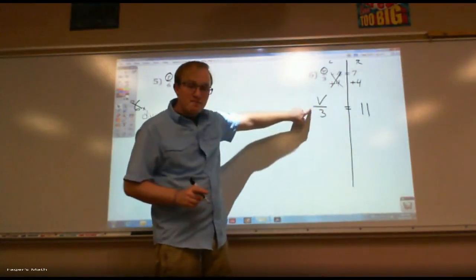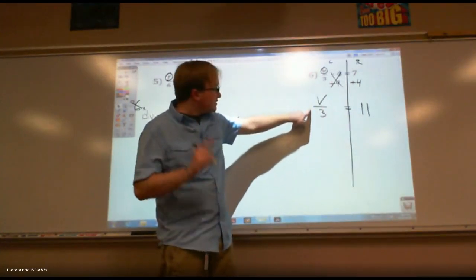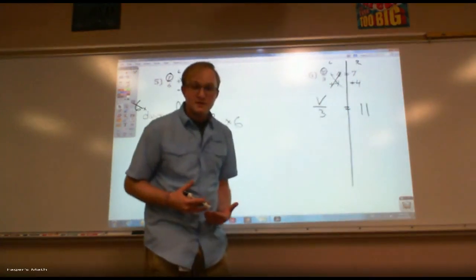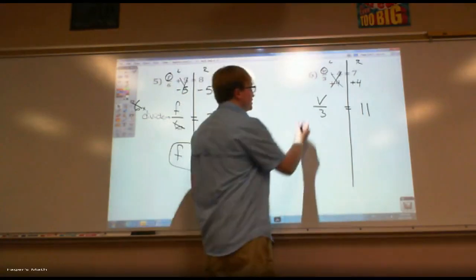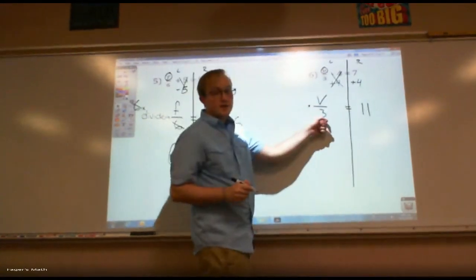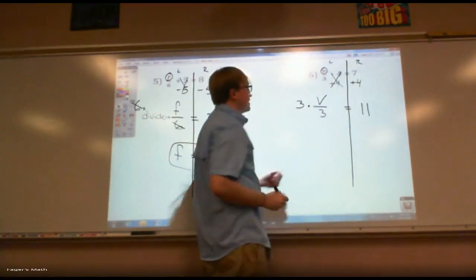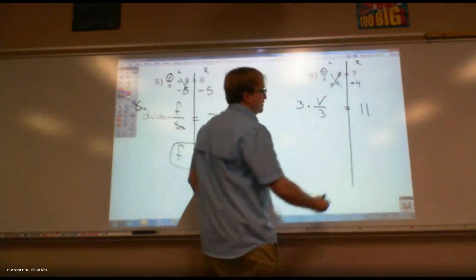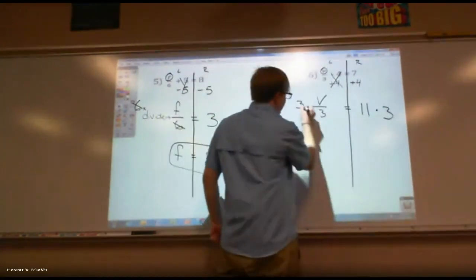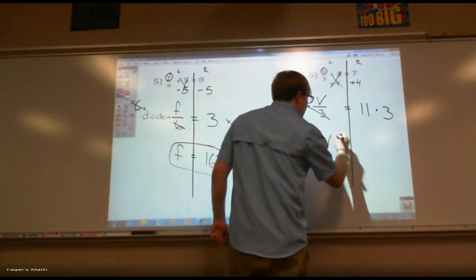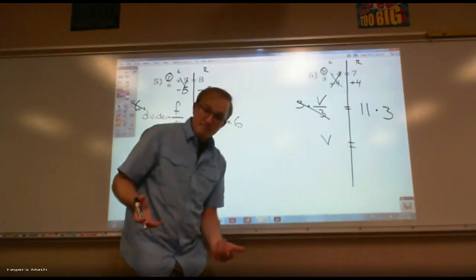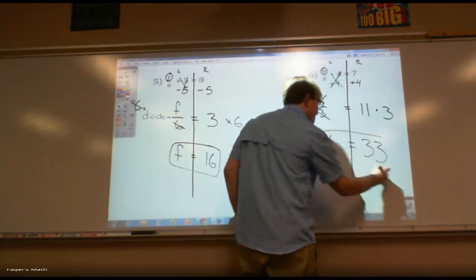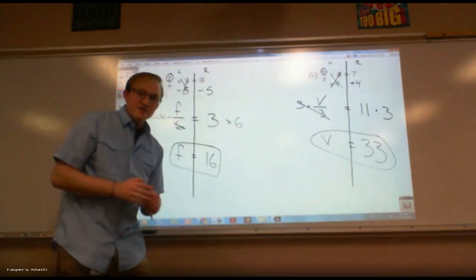Now what does this bar mean again? Division. It means division. V divided by 3. So how do I undo division? Hopefully you're saying multiplication. So I need to multiply by what's in the denominator, in this case the 3. Forgot to mention that. Multiply by the denominator, because this being on top of this will cancel out. And what I do to one side, I do to the other. These 3's cancel out. V drops down. And 11 times 3 is 33. So v is equal to 33 in this problem.